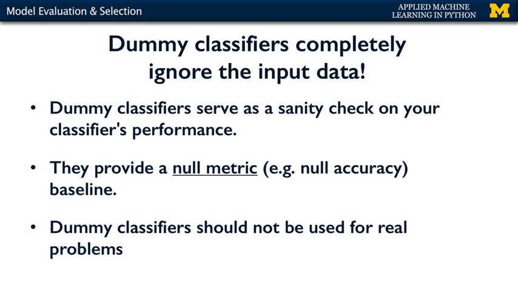The dummy classifier provides what is called a null accuracy baseline. That is, the accuracy that can be achieved by always picking the most frequent class. You should not use a dummy classifier for real classification problems, but it does provide a useful sanity check and point of comparison. There are other types of dummy classifiers that provide null baselines corresponding to other choices of the strategy parameter as shown here.